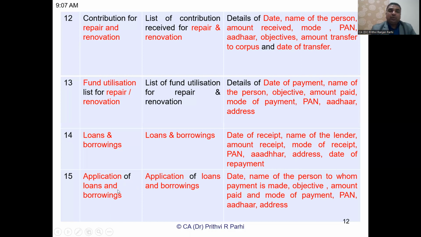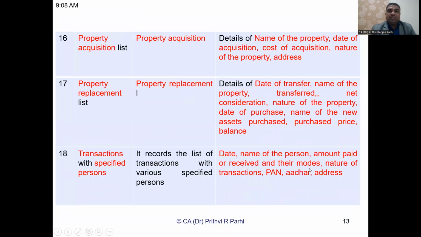Then application of loans and borrowings: date, name of the person to whom payment is made, objective, amount paid, mode of payment, PAN, Aadhaar, and address. Then you see property acquisition list: name of the property, date of acquisition, cost of acquisition, nature of the property, and address.